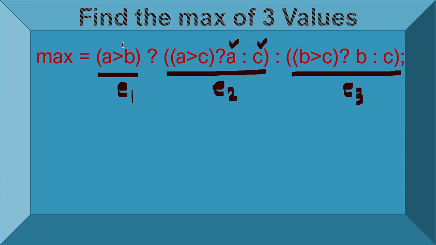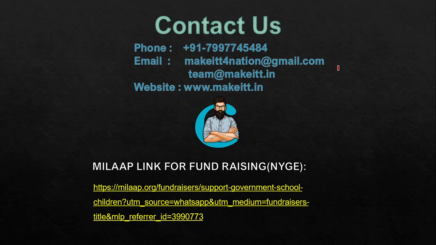When this condition is false, now the control goes to E3. Now B and C will be compared. When B is greater than C, then B is maximum, otherwise C. That's how it is going to work. In a single line I can write the maximum of three given variables or values using the conditional operator. That's all for this discussion, guys. And I'm leaving this coding part as an exercise.